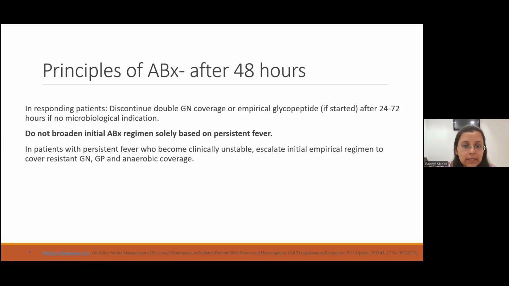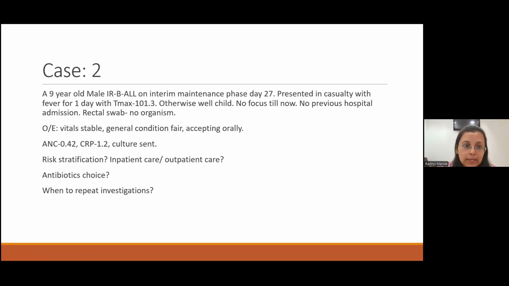So now after 48 hours, in responding patients, discontinue double gram-negative coverage or empirical glycopeptide that you have started. Do not broaden the initial antibiotic regimen solely based on persistent fever. In patients with persistent fever who become clinically unstable, escalate the initial empirical antibiotic regimen to cover gram-negative resistant organisms and anaerobic coverage.